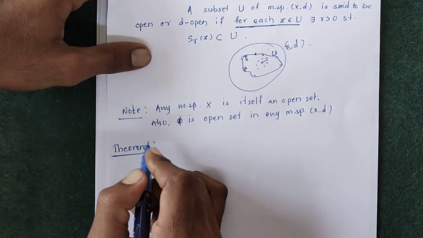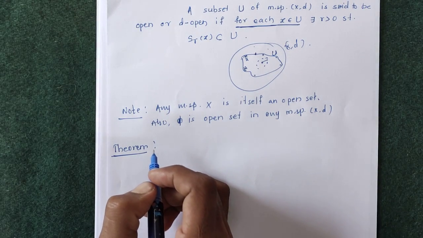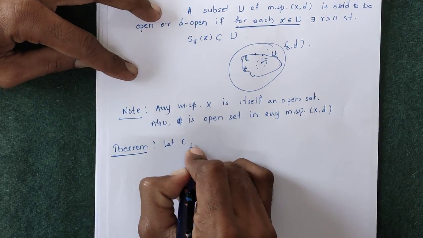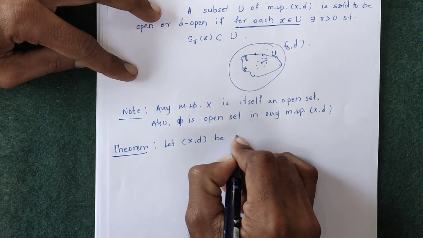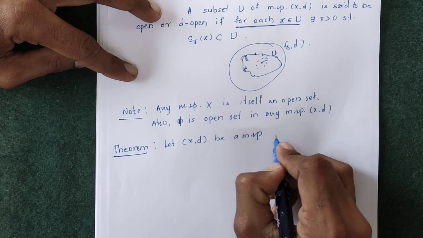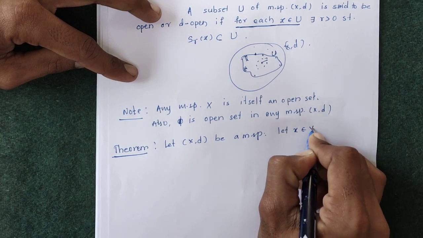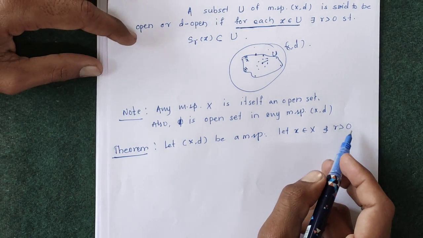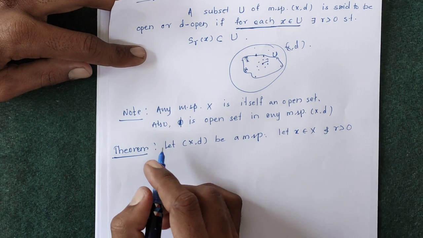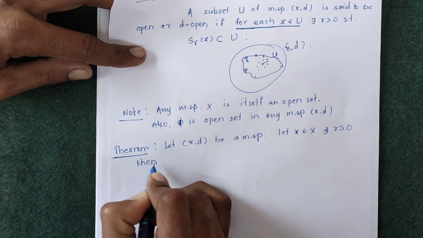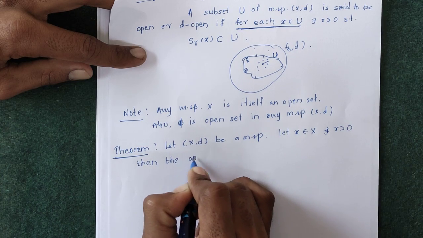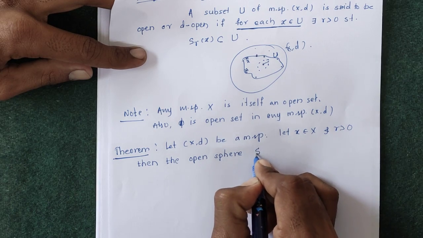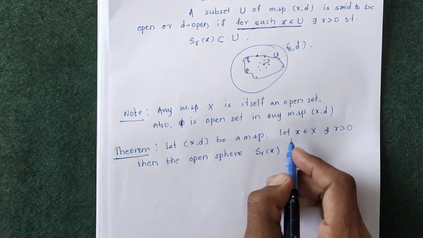This is an important result. This theorem can be asked for 4 marks. The statement of the theorem is: let (X, d) be a metric space. Let x belongs to X, that is, x is any element of the non-empty set X, and r greater than 0 is the radius. Then the open sphere S_r(x) is an open set.